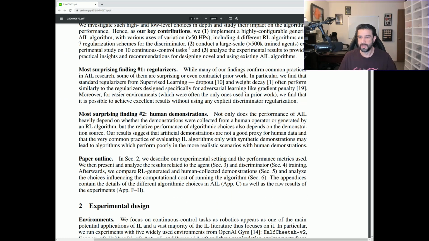So here we go. This is what they found. This is what they found most interesting, that maybe contradicts what has been talked about previously. And so read through these. Is it interesting to you?